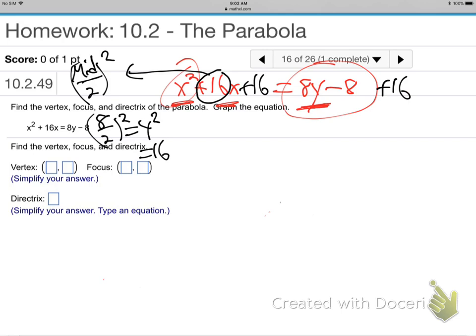It's not 16. Oh, I'm sorry. Yeah, no, I'm totally spacing out. I was just dealing with that 8. Yeah, it's 8 squared. It's 64. Thank you. 64 it is.